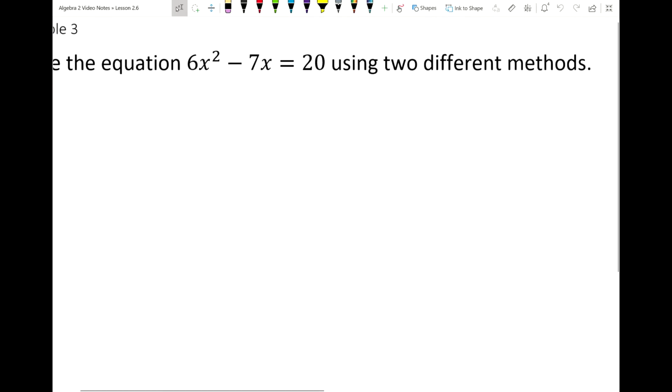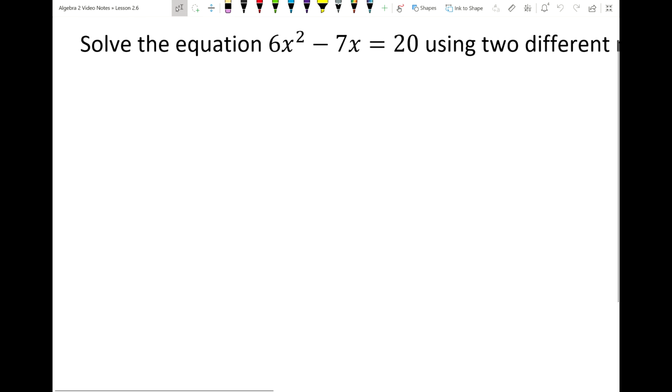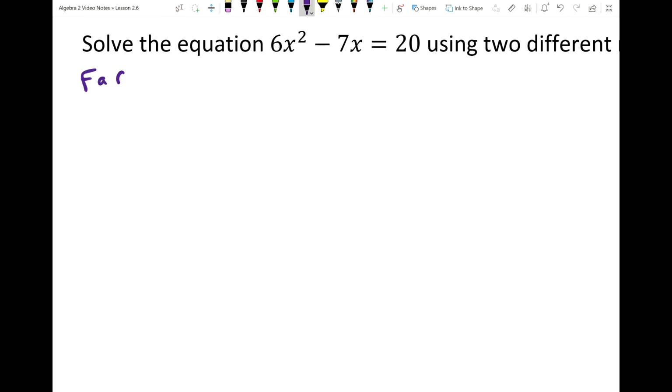All right, so now we're going to solve this equation using two different methods. So now we talked about how to use a quadratic formula, but you can also use factoring or some other methods. So we're going to do a quick rundown of factoring. So basically what we did in lesson 2-3, and then look at what we're doing now in 2-6. So let's use factoring. And we want to compare both of those methods.